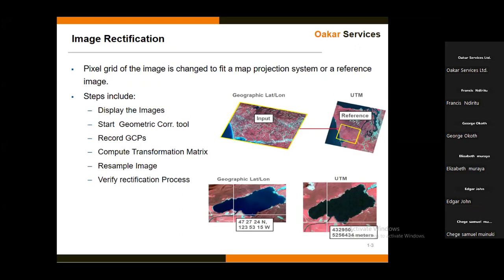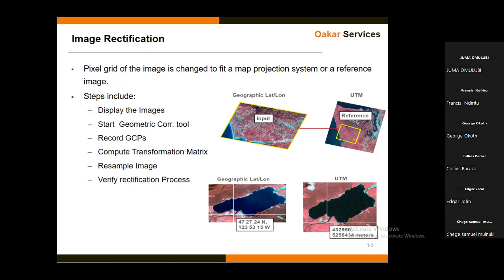Okay, so as I was saying, image rectification is basically to help your image to fit into a map projection or a reference image. Basically, there are two ways of doing it. One, you could have an already rectified image, and the other one is an unrectified image, or you could have control points that have been obtained through control surveys. So generally, it involves the following steps. In ERDAS Imagine, you need to display the two images, one that is to be rectified, and the other one being a reference image, which is already a rectified image.